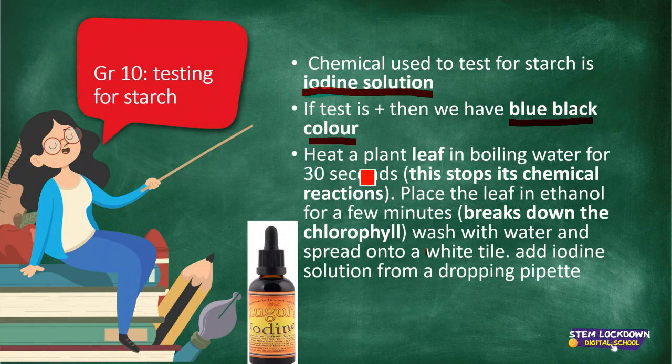This is how we do it. So firstly, we heat the plant leaf in boiling water for about 30 seconds. The reason for this step is that it stops chemical reactions from taking place in the leaf. All right, and then we place the leaf in ethanol or methylated spirits, an alcohol basically, to break down the chlorophyll. And then we wash the leaf with water and spread it onto a white tile. A white tile does not necessarily mean the tiles in your house. Even a glass slip can work, so that it dries up a bit. And we add the iodine solution from a dropping pipette. And basically, that is how we test for starch in a leaf.